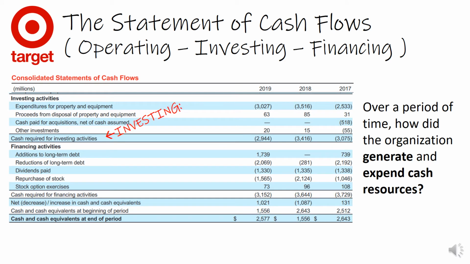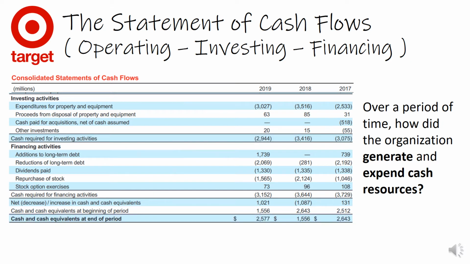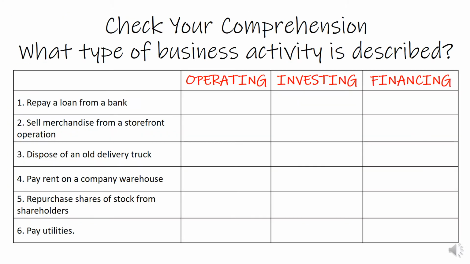The second category is investing cash flows. This could be positive or negative, whether you're spending money to acquire new assets or receiving money from selling those assets. And they can mean capital assets like stocks or property, plant, and equipment. The third category is the financing activities. This shows the cash generated or expended through acquiring funding, usually either capital, so stock, or debt, bonds. Composite, we end up with this cash from operations.